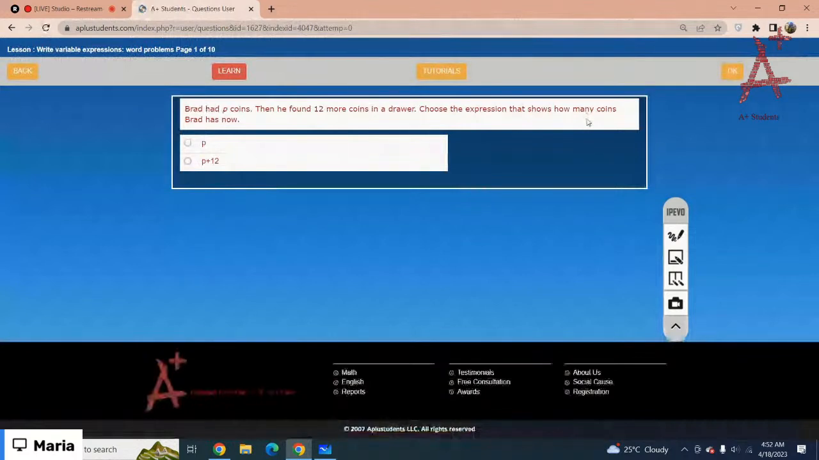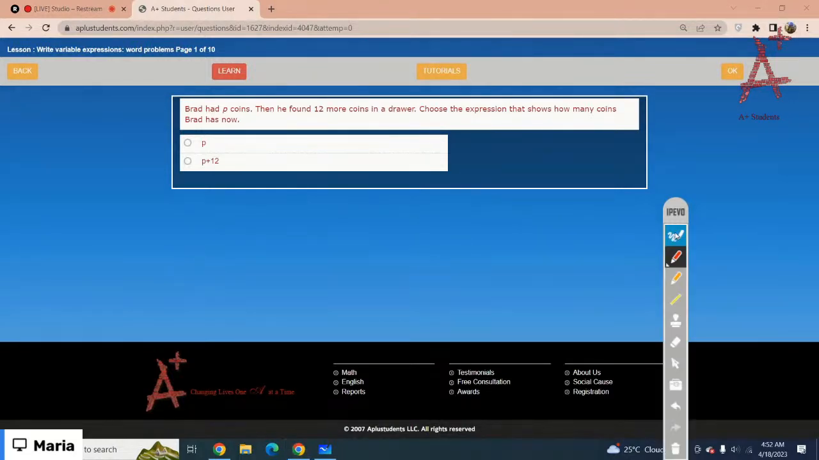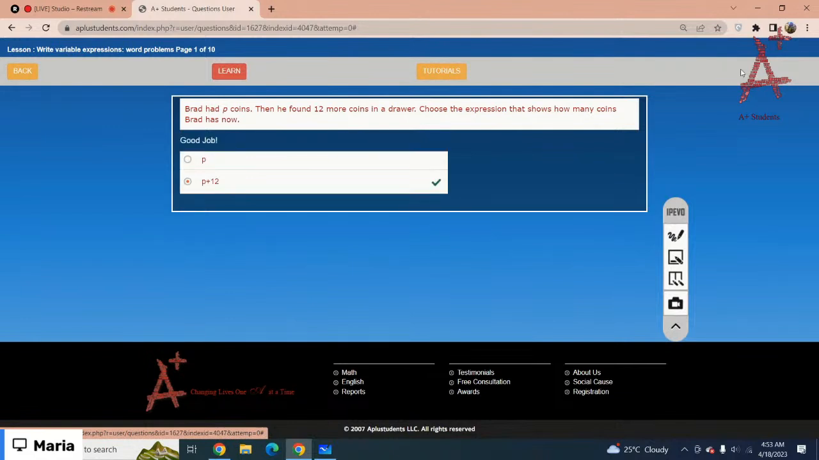Brad has P coins. Then he finds 12 more coins in a drawer. Choose the expression that shows how many coins Brad has now. So earlier he had just P coins, but now he has 12 more. So it would be P plus 12 coins. The correct option is option number 2. You just have to write down the variable expression by understanding the question.